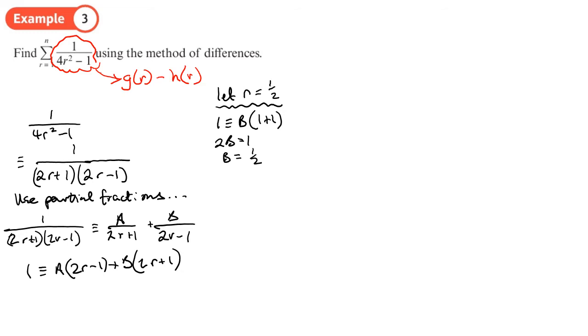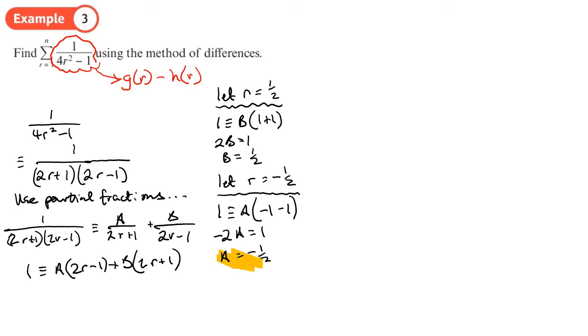And then if I do the same for the other bit, and I say let r equal negative a half, then the second bracket here will disappear if we put a negative a half in. So we'll just be left with 1 is 2 times negative a half, which is negative 1. So we'll end up with negative 2b is equal to 1. Sorry, negative 2a is equal to 1. So that means a equals negative a half. So these are the bits we're interested in here.